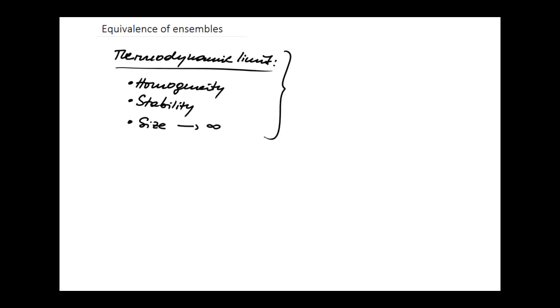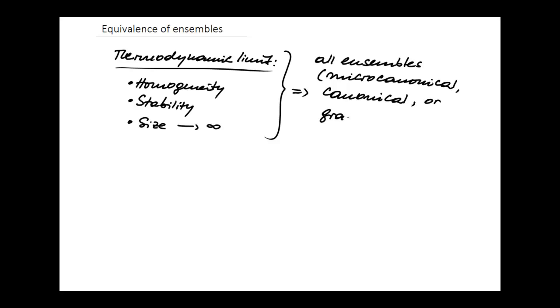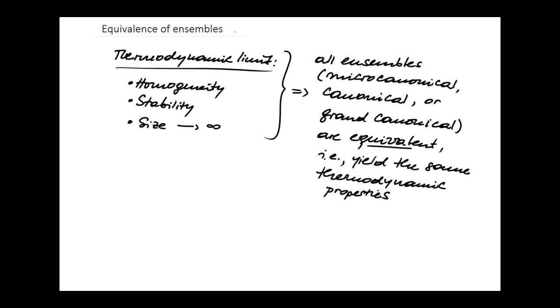When these conditions are met, then I claim that all ensembles, so the microcanonical, canonical, or the grand canonical ensemble, are equivalent in the sense that they give the same predictions for the thermodynamic properties of your system. An important exception, though, are fluctuations. The various ensembles make different predictions and statements about fluctuations. So when you want to calculate variances that we had looked at last week, then it does make a difference which ensemble you use, but for all other properties, the choice of ensemble does not matter.